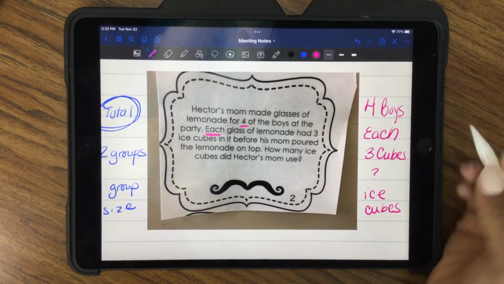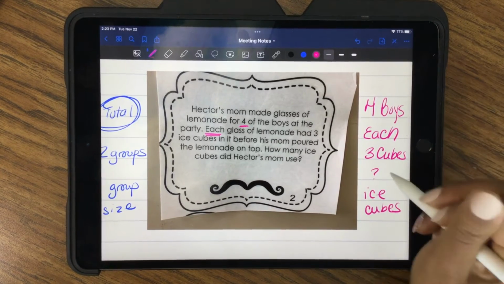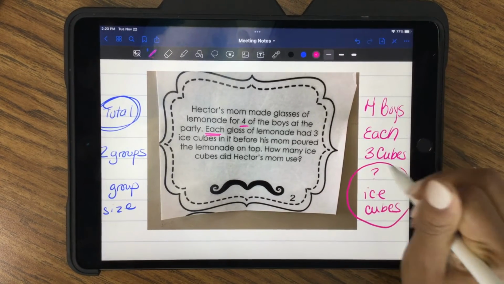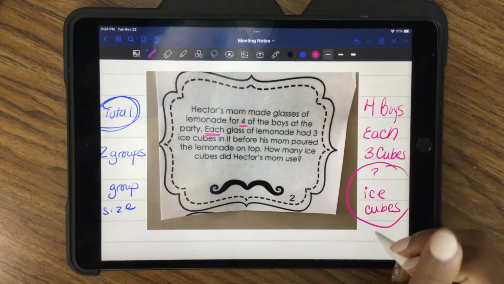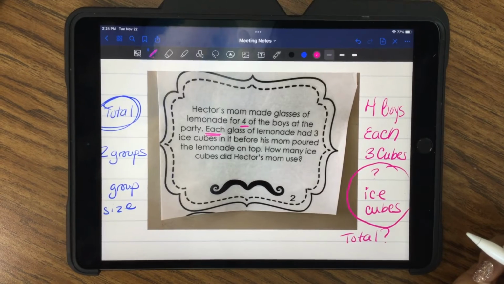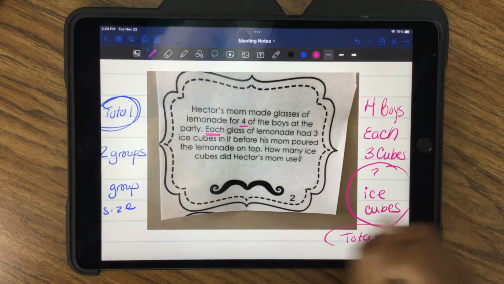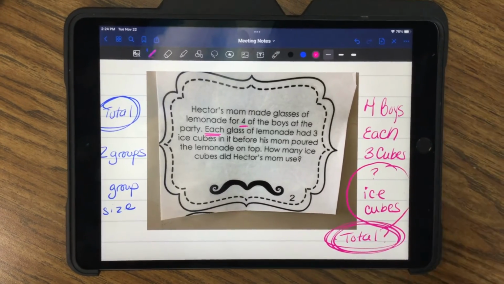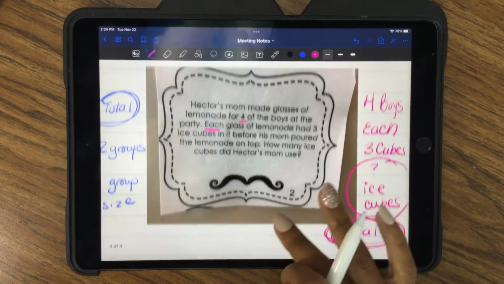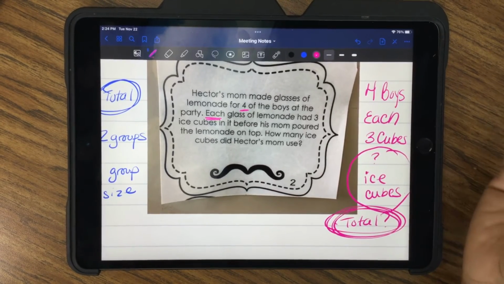Well, they told us how many she used in each glass, but we don't know how many she used all together. We don't know the total. So in this case, if we're looking for the total, then we're doing multiplication, okay? We don't know our total. So this is kind of how we teach our kids to be detectives and look for clues.